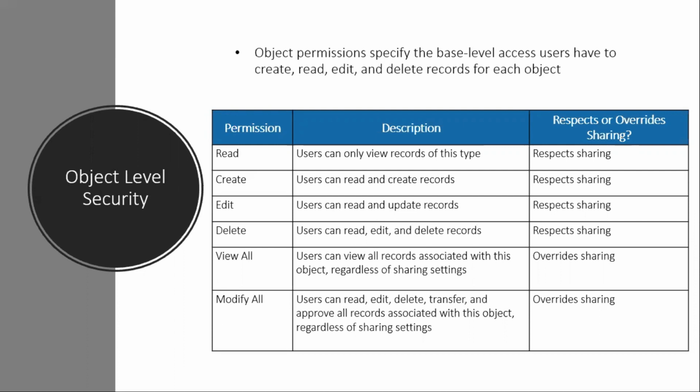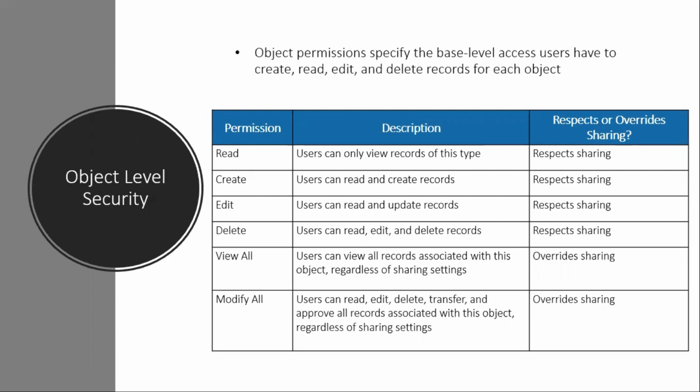View All: the user can view all the records associated with this object regardless of the sharing setting, right? So if the sharing setting is activated and as per the sharing setting you are not supposed to view that record, but on a profile level you have the view all permission, then you are able to see that record as well. Same for modify all. If you have the modify all permission specified on your profile, that means that user can read, edit, delete, transfer, and approve all the records associated with that object regardless of the sharing setting. So this is purely from object level security.